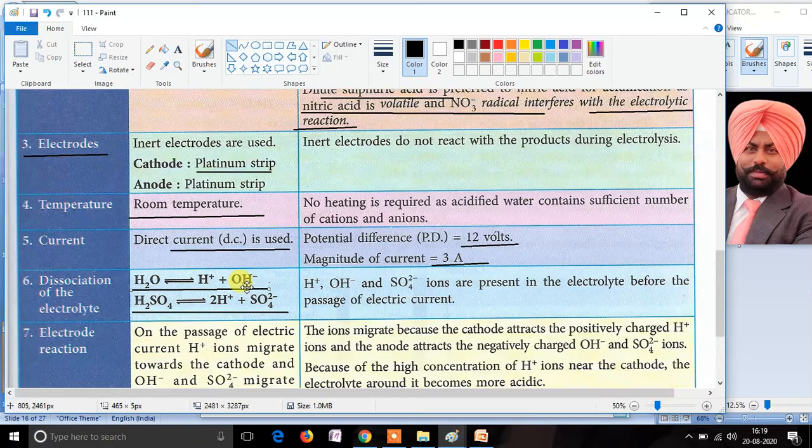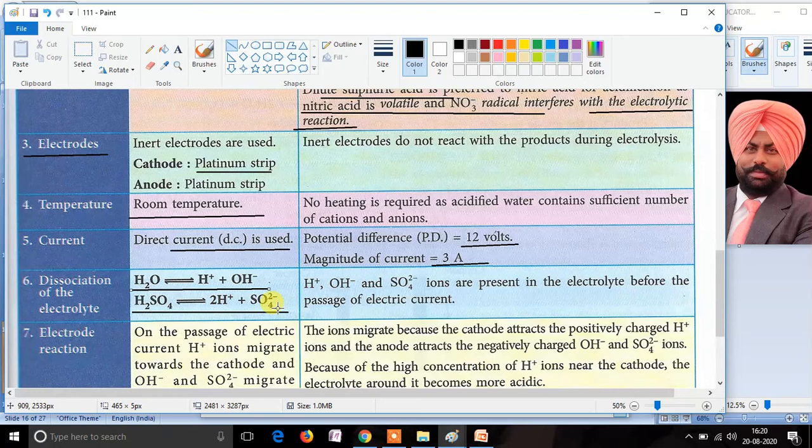Now there are total 3 different types of ions. Hydrogen ions, they are cations, while hydroxide ions and sulfate ions, they are anions and they move towards anode. Total there are 3 different ions. So one more thing we have to remember here is the concentration of water is more as compared to sulfuric acid. Therefore, the concentration of H positive and OH negative will be much more as compared to sulfate ions.